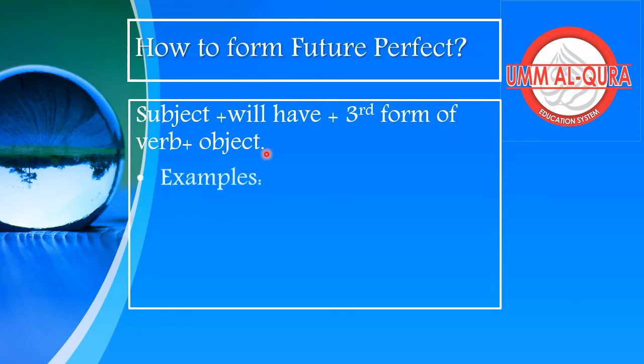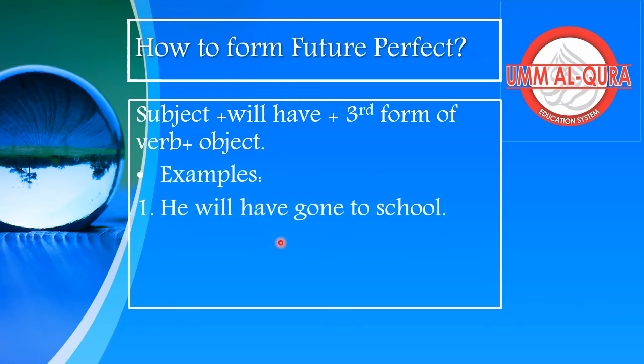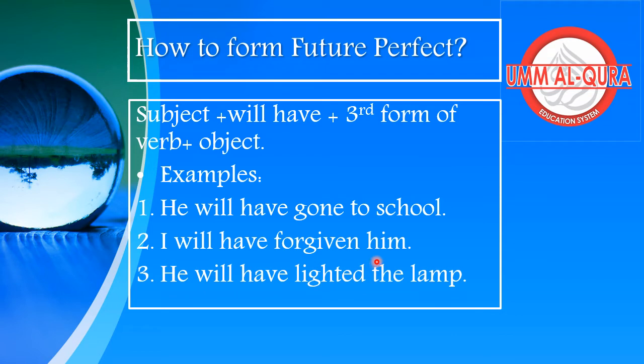Here are a few examples. Number one, he will have gone to the school. He is the subject, will have is the helping verb, gone is the third form of verb of go, went, gone, to the school. School is the object. I will have forgiven him. And the third one is he will have lighted the lamp. He is the subject, will have is the helping verb, lighted is the third form of verb, and the lamp is the object.